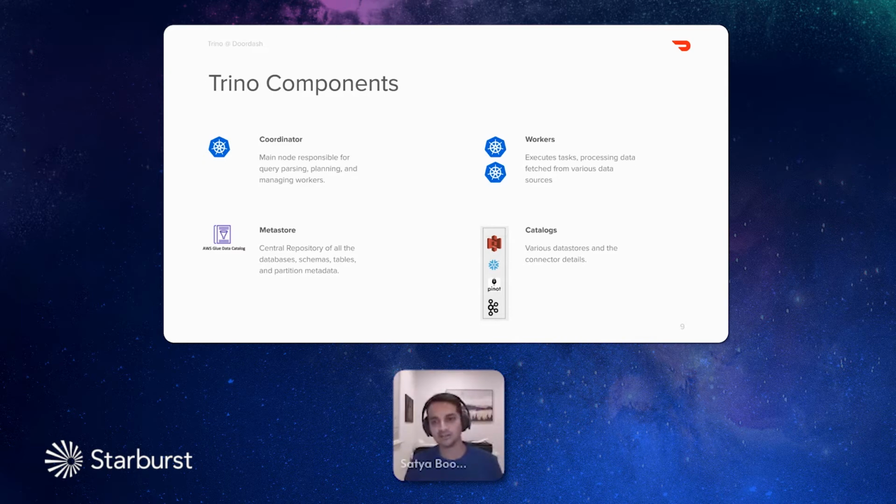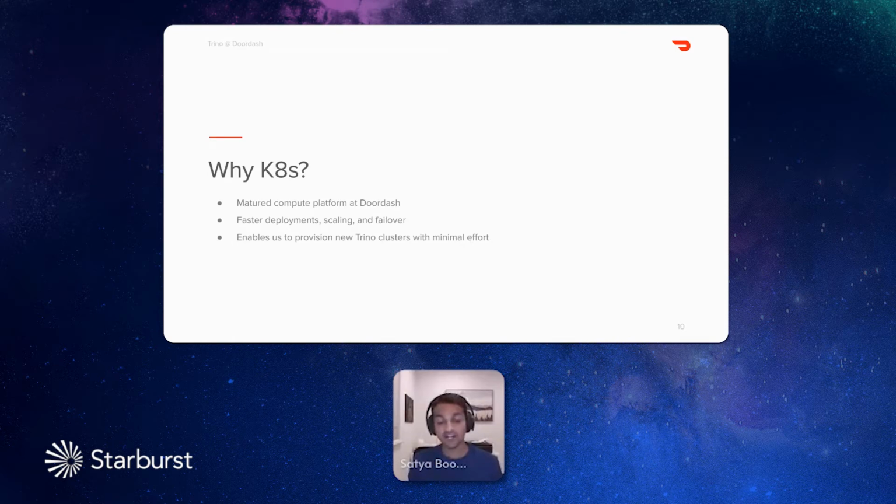coordinator and the workers on Kubernetes. So why Kubernetes? The very basic question, right? Like, why not plain EC2?